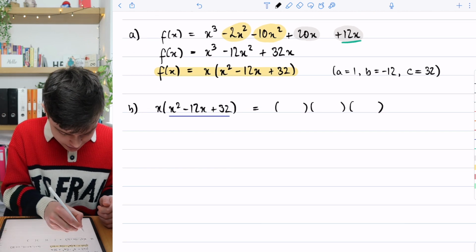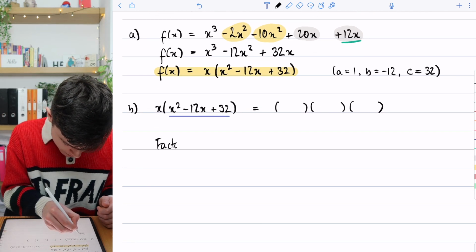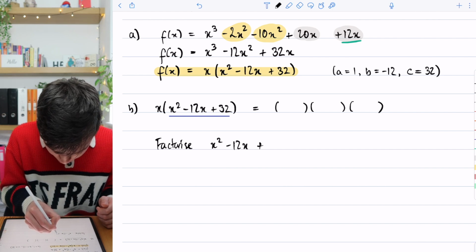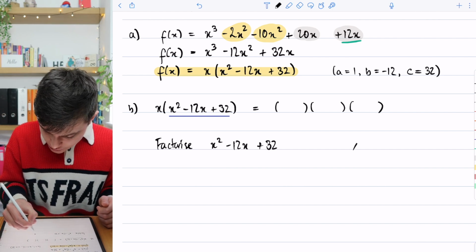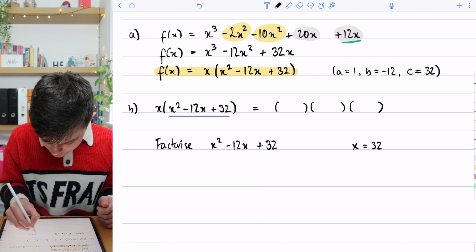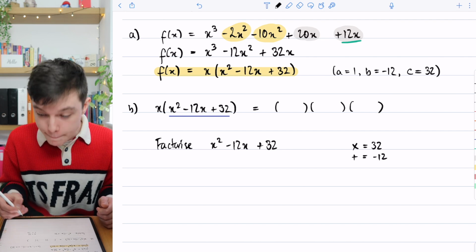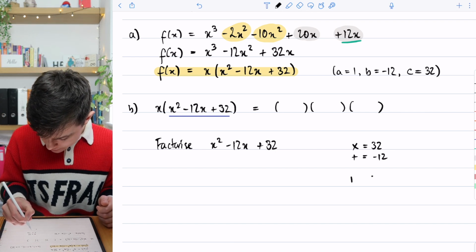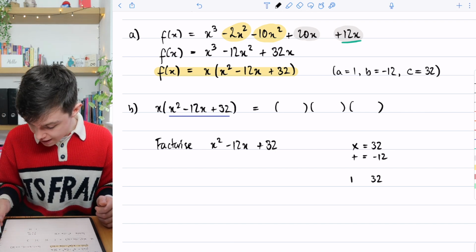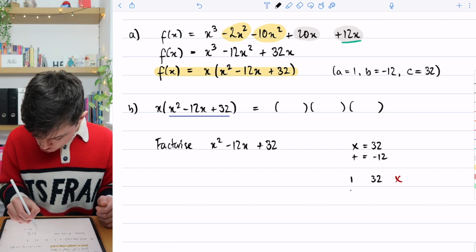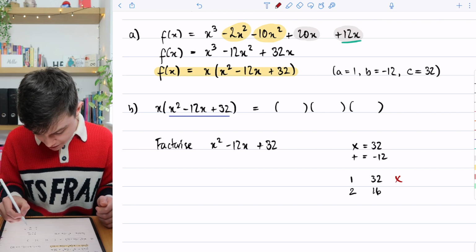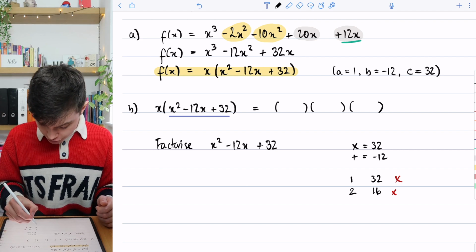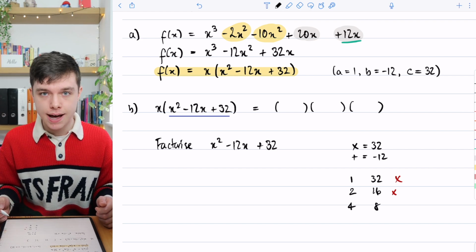So, let's factorise the quadratic. x squared minus 12x plus 32. I need 2 numbers that multiply to give me 32 and add to give me minus 12. So listing the factors of 32, that's 1 and 32. That does not work. 2 and 16, that does not work. 3 does not go into 32. 4 does. 4 goes into it 8 times.